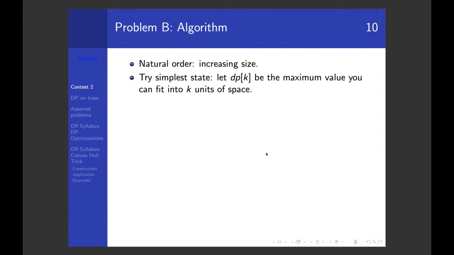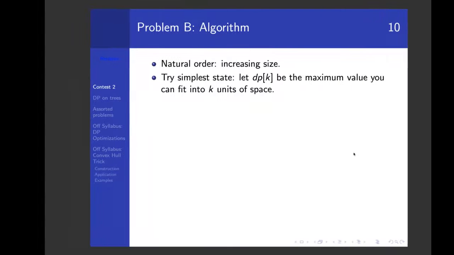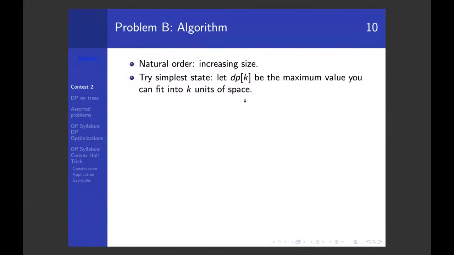Let's just try the simplest possible state we could probably have. And that is, given k, what's the maximum value you can fit into k units of space? A slightly different but similar state is what's the maximum you can have with a box of size k. But let dp k be the maximum value you can fit in k units of space. That could be from a box of size k, or a box of size k/2 plus another one of size k/2, or k boxes of size 1, etc.